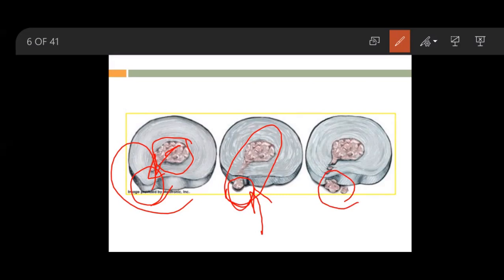Of course, the simplest type is protrusion. The annulus is still intact. It may only cause an increase in the intradiscal pressure. Type 2, which is extrusion or sequestration, you must have an annular tear, a tear in the annulus fibrosus, which is what we meant. Okay.